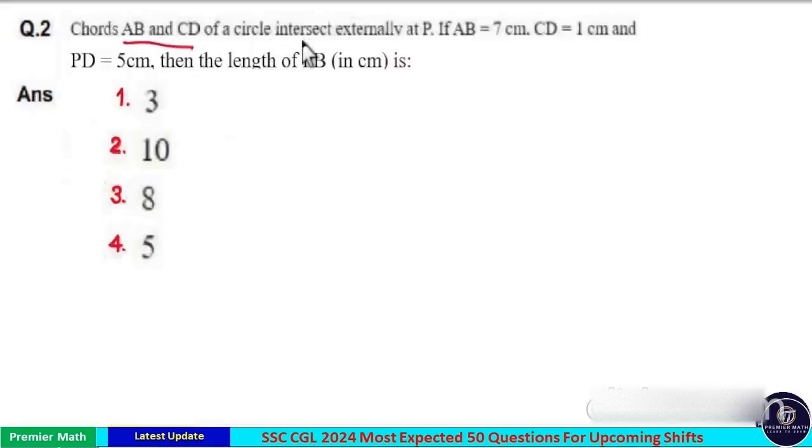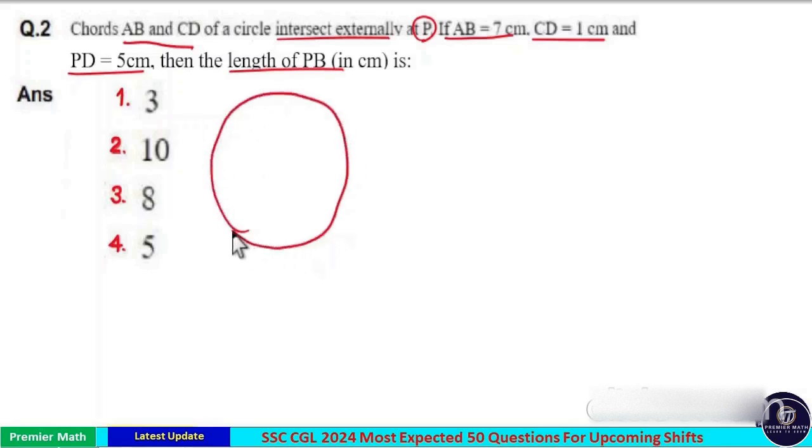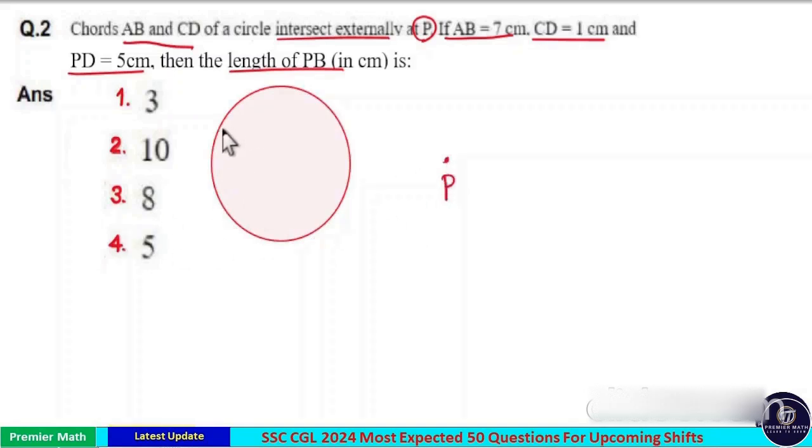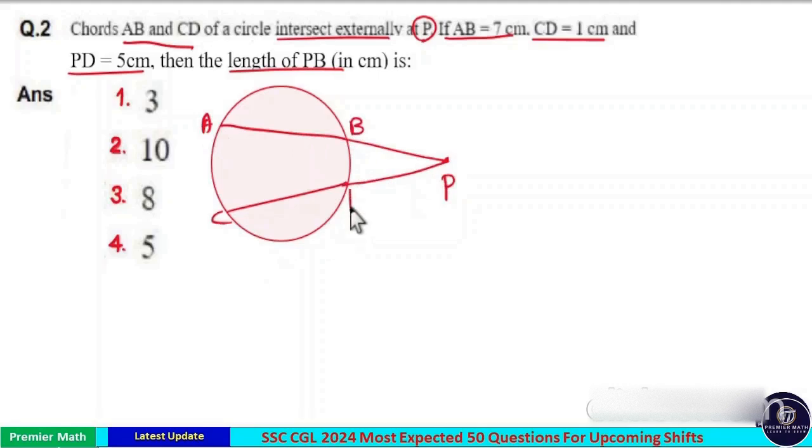Chords AB and CD of a circle intersect externally at P. If AB is equal to 7 cm, CD is equal to 1 cm and PD is equal to 5 cm, then the length of PB in centimeters is? Here, consider two chords of a circle that intersect externally at a point P. This is point P, and these are the two chords. Now this is chord AB and this is chord CD.